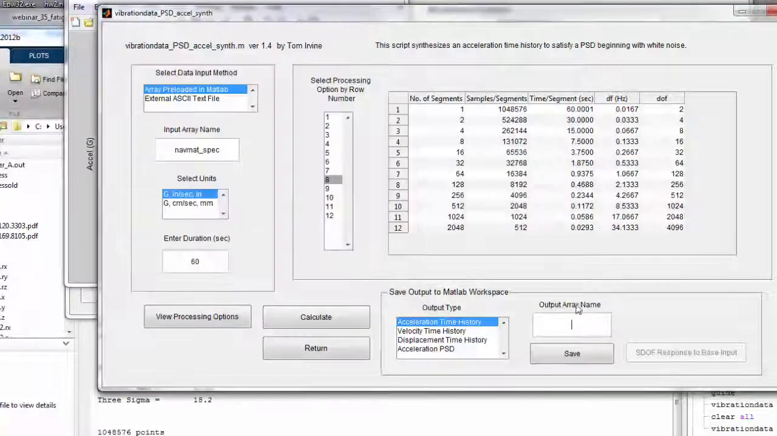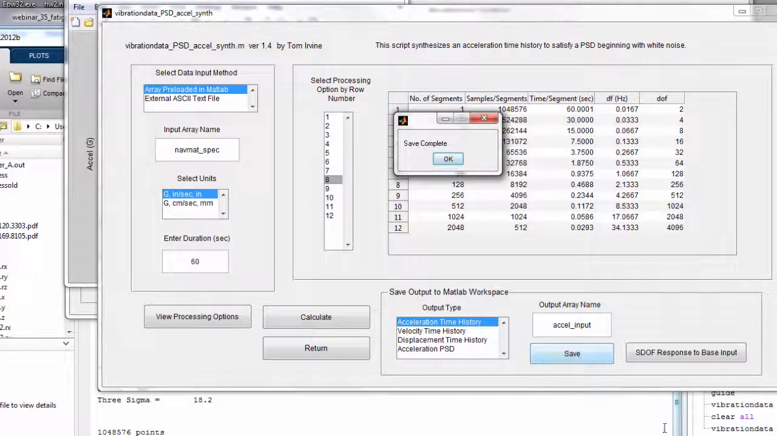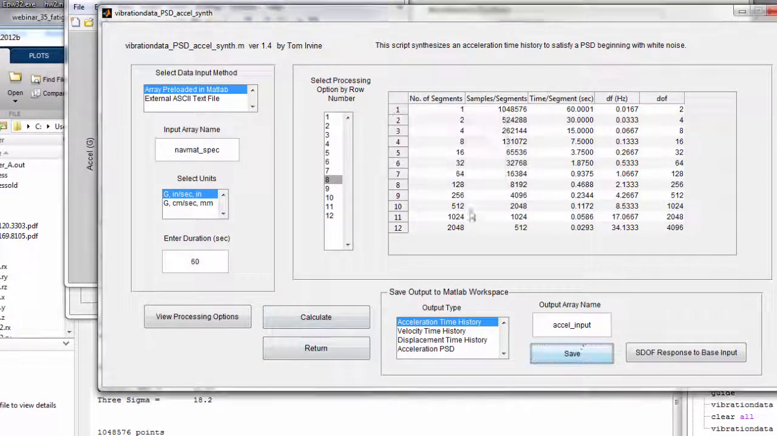So let's go ahead and save that. We're going to save that as Excel_input, I guess. Please do this as a homework exercise, and you can name this anything you want, just so you remember what it is that you called it. So let's save that. Now once we save it, this other button becomes active.